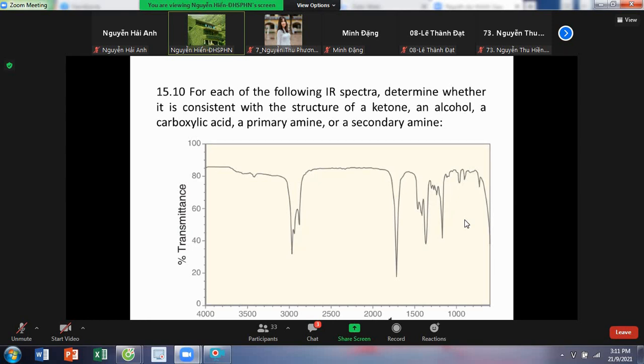Okay, so we have a small practice exercise. The following infrared spectrums may correspond to a ketone, an alcohol, a carboxylic acid, a primary amine, or a secondary amine. So please try to guess which kind of functional group these spectrums correspond to. So you have the first example here.